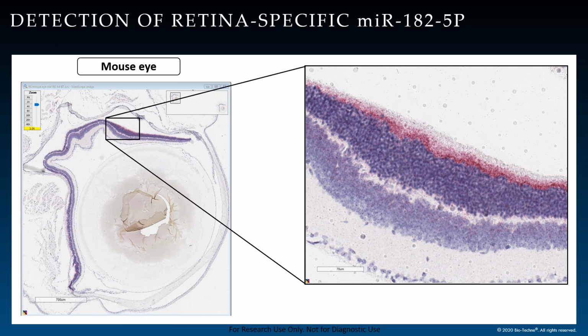Next, we have microRNA detection in the mouse eye, specifically in the retina. So this image is showing miR-182-5P. And miR-182-5P is specifically expressed in the outer nuclear layer of the mouse retina, which is the red chromogen signal that we're seeing at the top of the image. Now, what this image is showing is very specific detection in this layer, because subsequent layers, which include the inner layer and also the other layers of the retina, show very little to no detection of miR-182-5P.